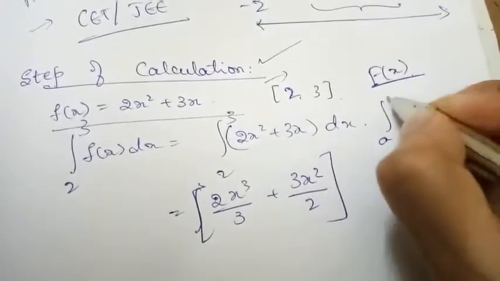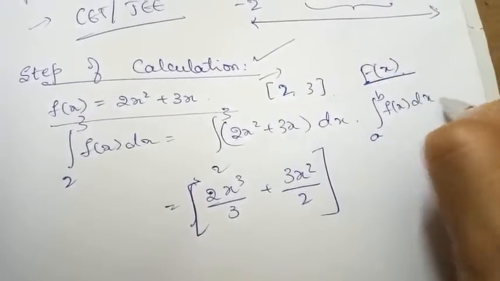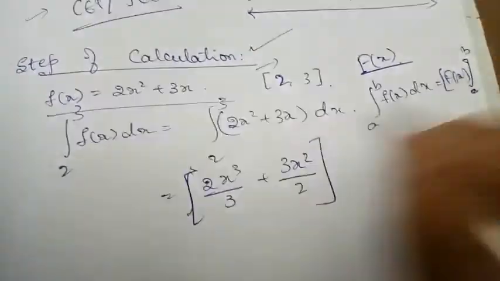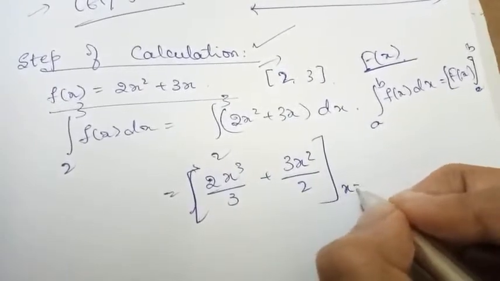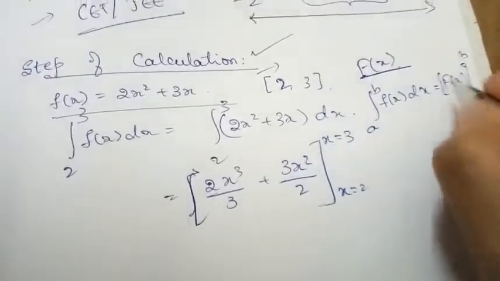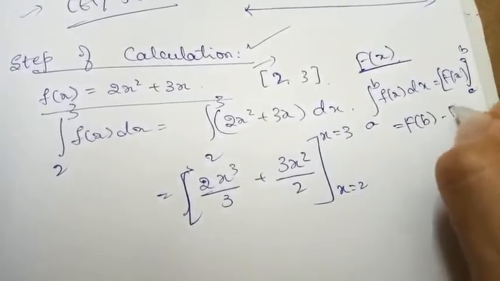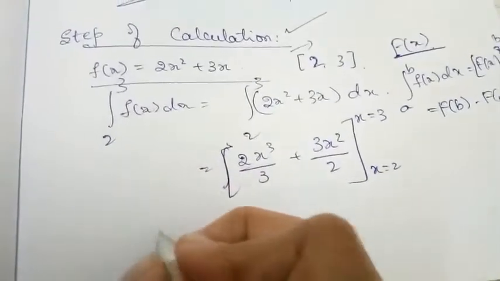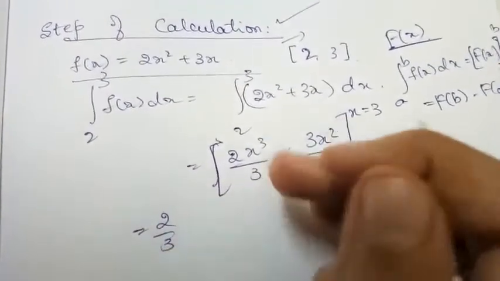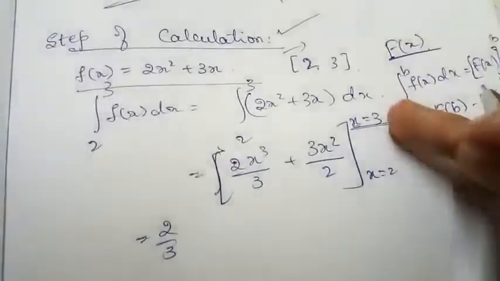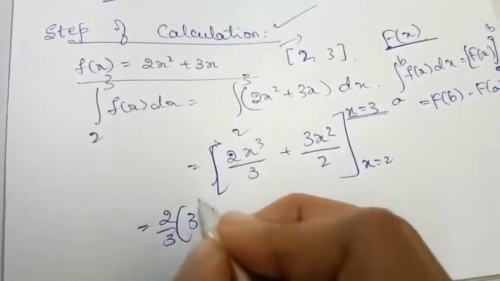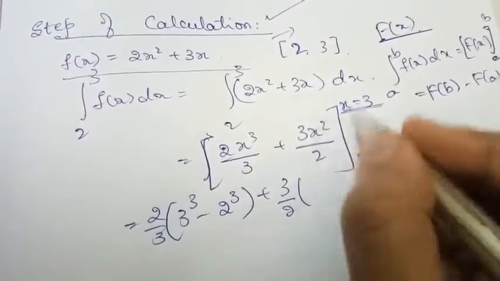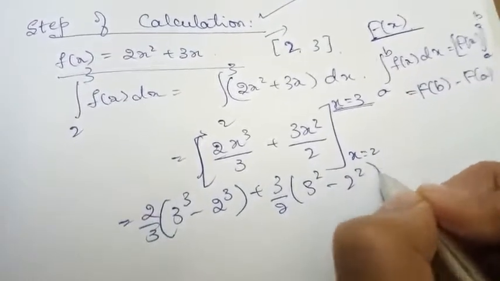As I said, when they have given the integral from a to b of f of x dx, we first get the antiderivative F of x and evaluate between the lower limit a and upper limit b. Here, the limits are x equal to 2 to x equal to 3. After that, we compute F of b minus F of a. So substitute the upper limit value and subtract the lower limit value. 2 by 3 is a constant, and each time I use the upper limit and the lower limit: 3 cube minus 2 cube, plus 3 by 2 is a constant, 3 square minus 2 square.